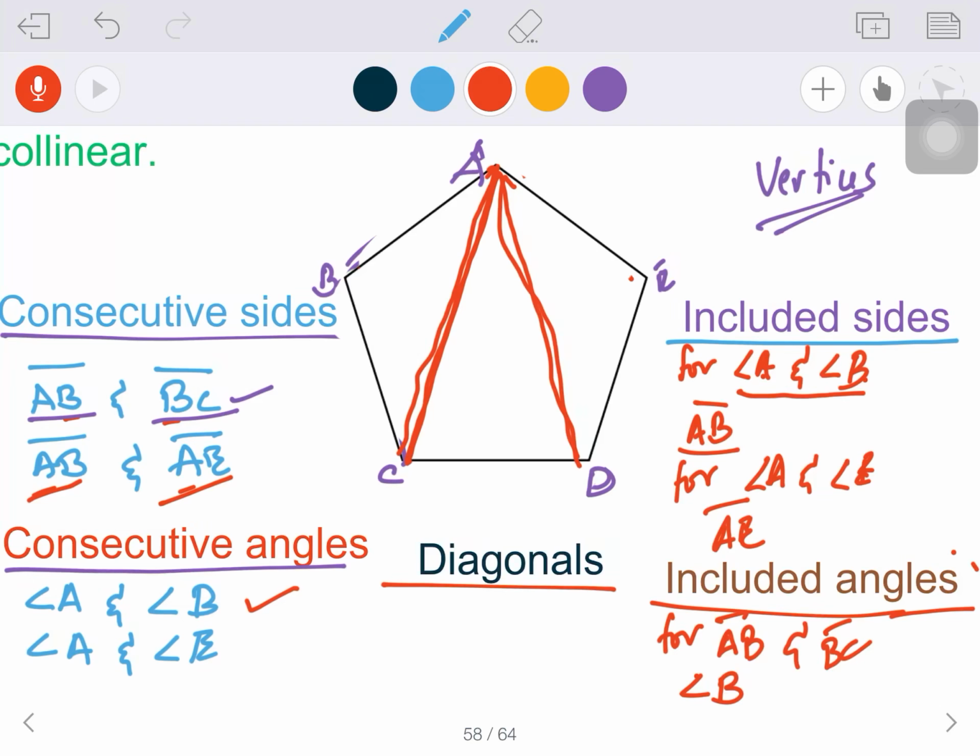If I'm coming from point B, the diagonal that I can draw is from point B to E, and another one is to D. Alright, if I'm coming from point C, the diagonal that I can draw is C to E and C to A. If I'm coming at point D, I can draw a diagonal from D to B and D to A. And yes, it looks like a star. Alright, so I hope you can see how the diagonal works. It's just a segment connecting two non-consecutive vertices in a polygon.